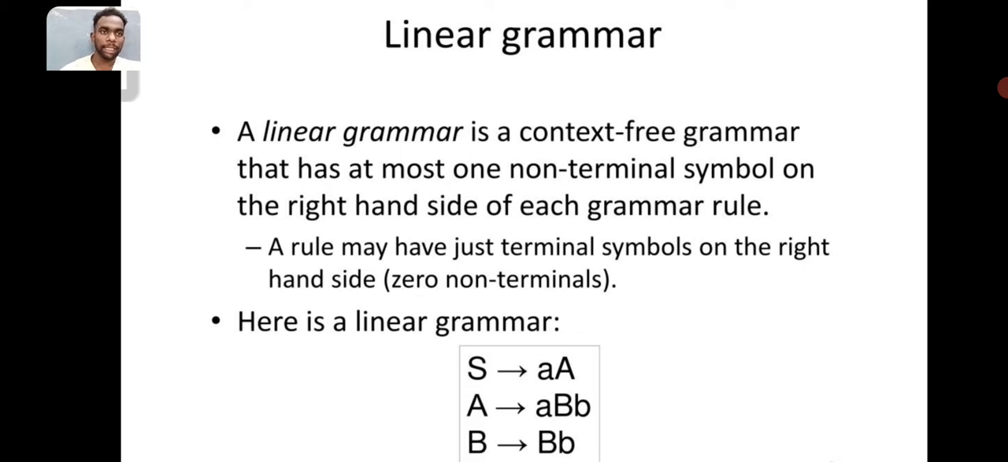Below we have taken the example of a set of rules of a grammar. S implies a A, A implies a B, B implies B b. This is an example of a linear grammar.